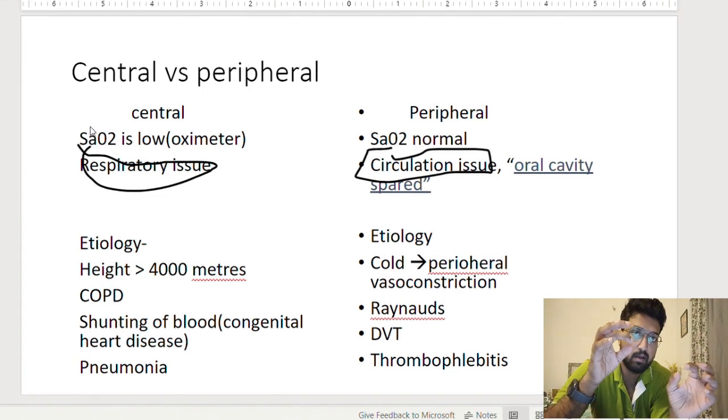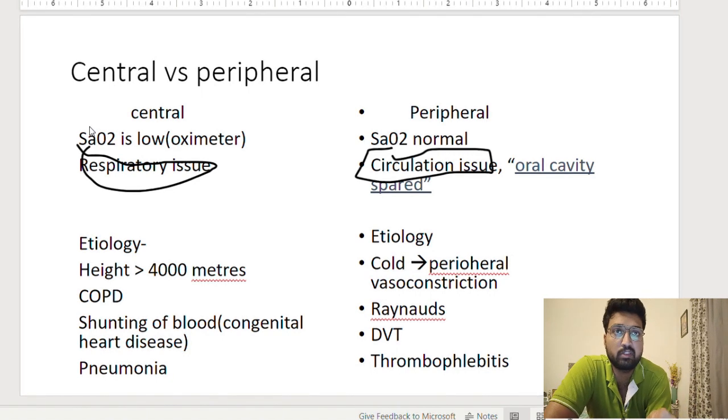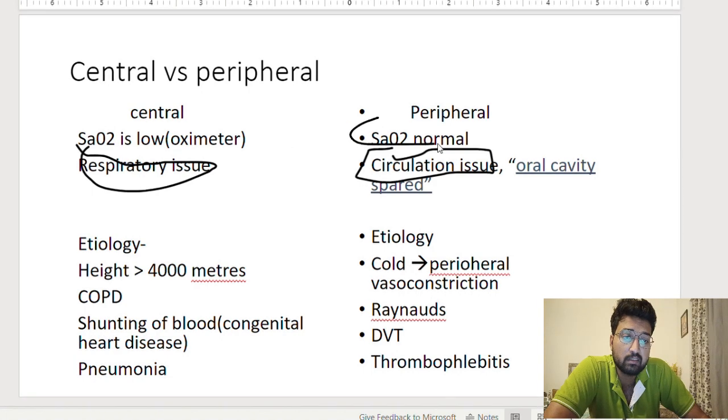How do we check that? By investigation, you use an oximeter. If the oximeter is showing low saturation, it means the issue is in respiration. So it is a central cyanosis. If there is peripheral cyanosis, the saturation will be normal.